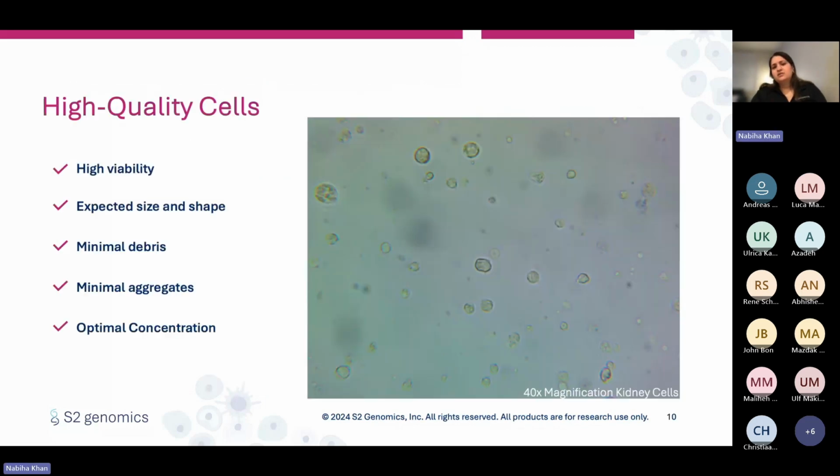So let's take a look at kidney cells isolated on the Singulator platform. Like many organs, the kidney is made up of different types of cells, which we observe here stained in trypan blue. We also see in this isolation favorably high viability, indicative of the lack of trypan blue inside the cells, minimal debris, minimal aggregates, which can be seen as the cells are well singulated, and optimal concentrations, enabling the sample to be taken into any downstream application.